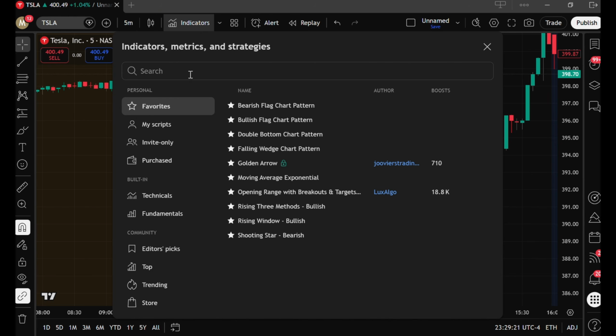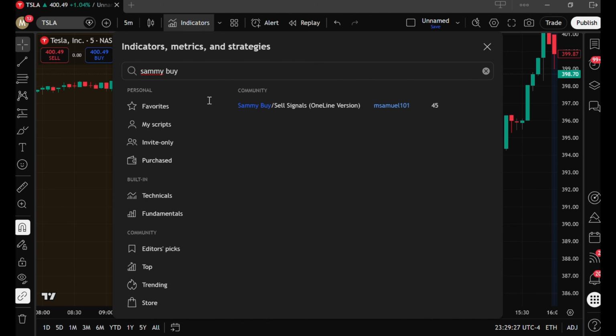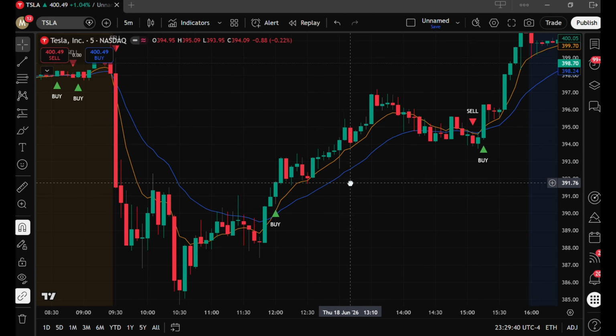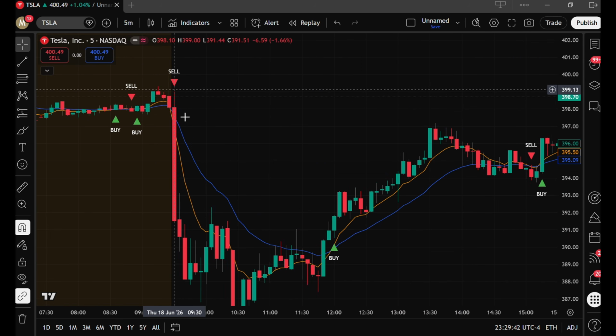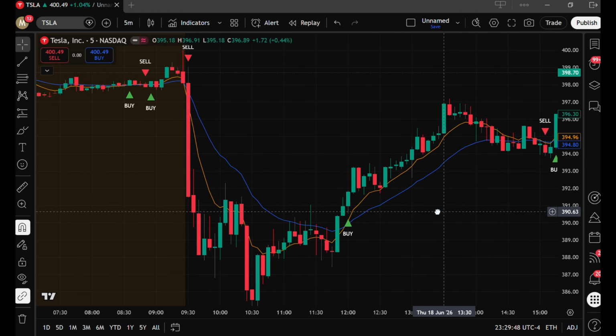In this little search box, you can search for Sammy Buy Signals. Click on Sammy Buy Signals. It's going to automatically pop up on your chart. I have my sell and my buy indicators here. Now, you're looking at the same foundation I use every day.